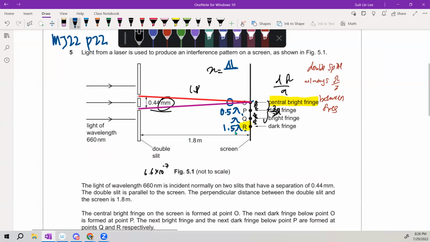And then if you want the next one, let's say there's a next point here, it would be a bright fringe. And this would be 2 lambda because it will be 2 complete cycles. Is that okay?